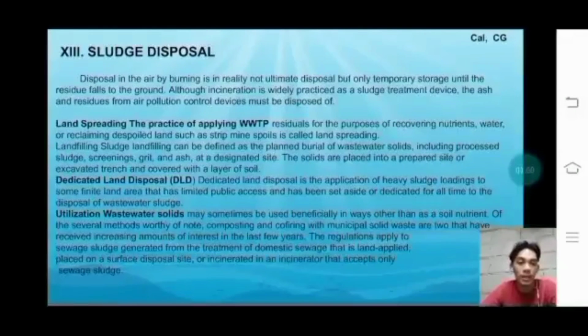Dedicated Land Disposal or DLD is the application of heavy sludge loadings to some finite land area that has limited public access and has been set aside or dedicated for all time to the disposal of wastewater sludge. Utilization: wastewater solids may sometimes be used beneficially in ways other than as a soil nutrient. Of the several methods worthy of note, composting and co-firing with municipal solid waste are two that have received increasing amounts of interest in the last few years.